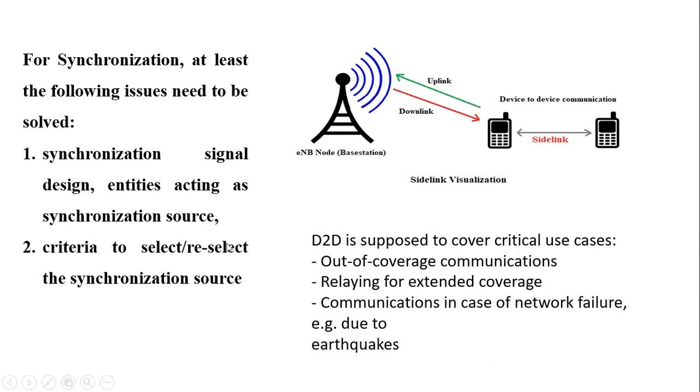As you can see, this is an eNode B, that is the base station, and this is the downlink and this is the uplink. This link between device to device communication is known as the side link. D2D is supposed to cover critical use cases, that is, out of coverage communication, relaying for extended coverage, and communication in case of network failure.